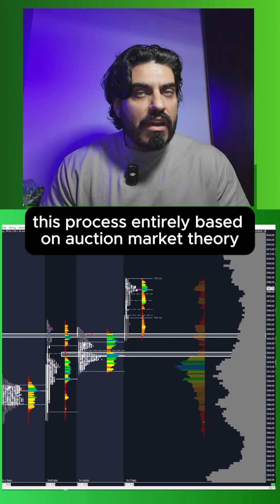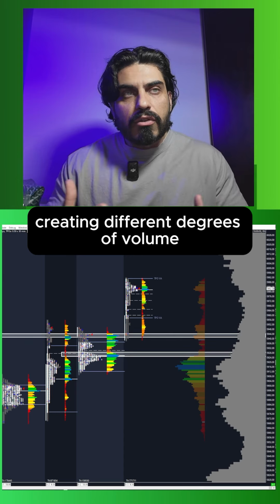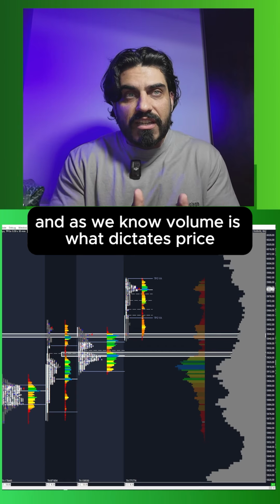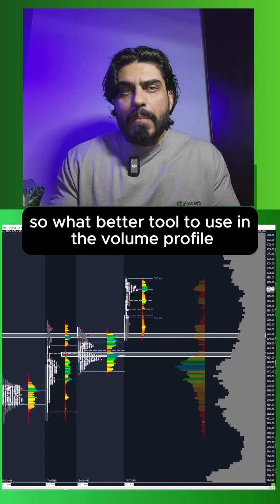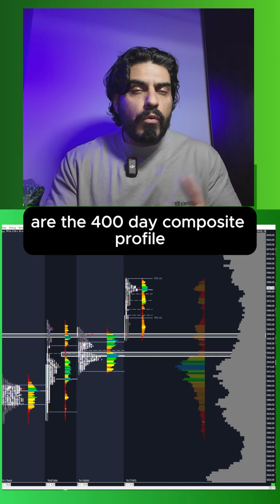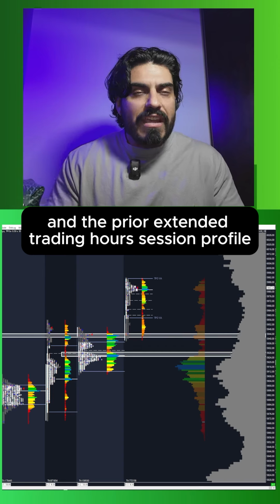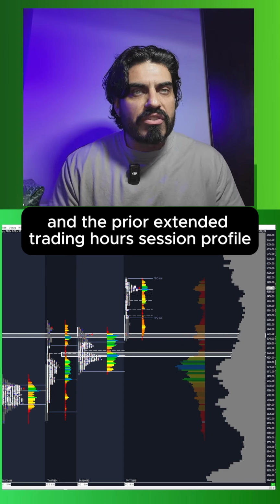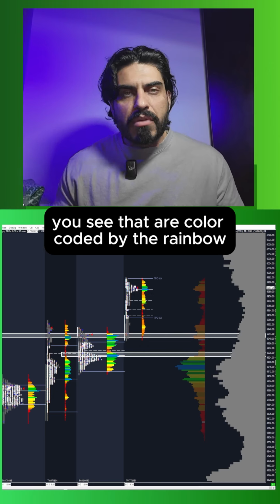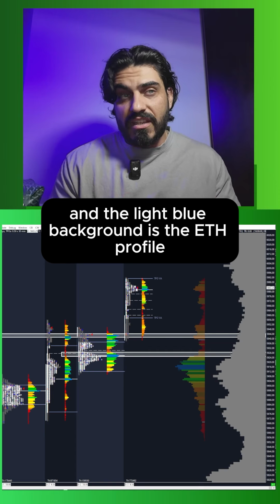This process is entirely based on auction market theory, the philosophy of strong-handed traders creating different degrees of volume to dictate price movement, and as we know, volume is what dictates price. So what better tool to use than the volume profile? The two tools that I have here on the screen are the 400-day composite profile on the S&P 500 futures, which is the gray profile on the right, and the prior extended trading hours session profile. Each of the individual profiles you see that are color-coded by the rainbow are individual profiles, and the light blue background is the ETH profile.